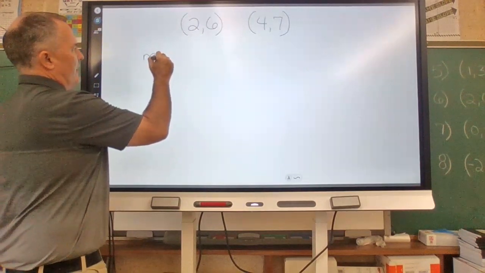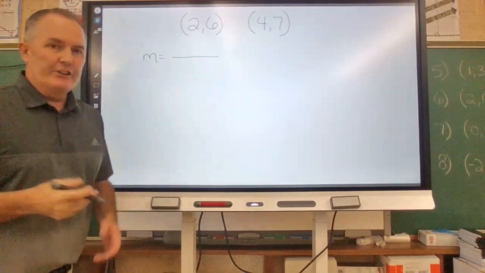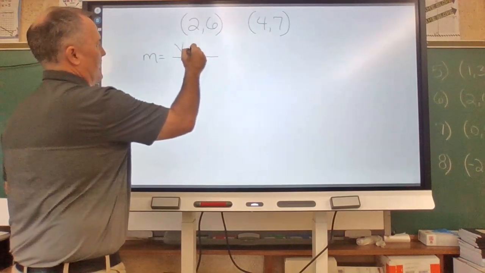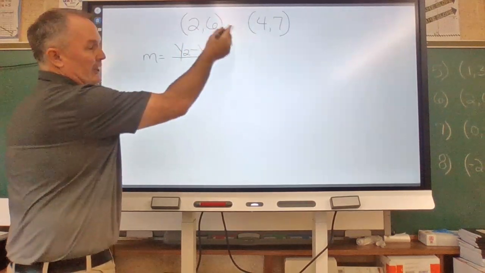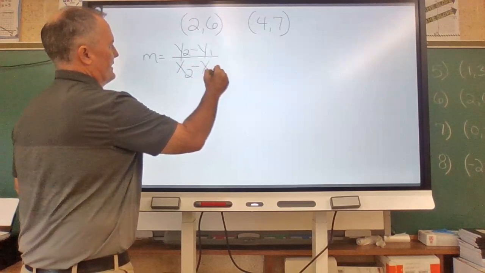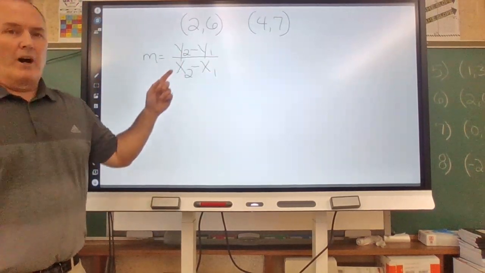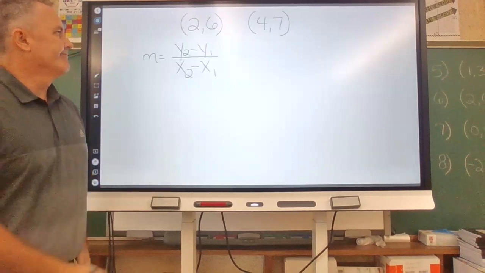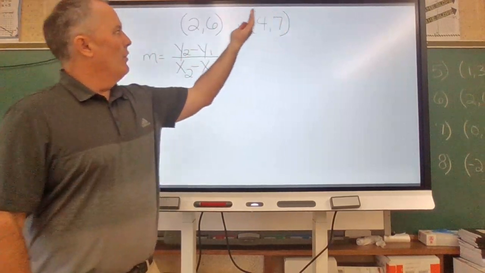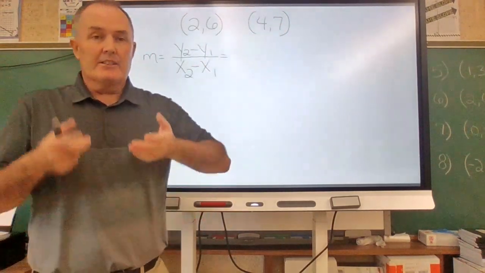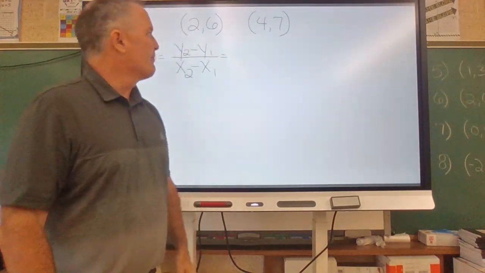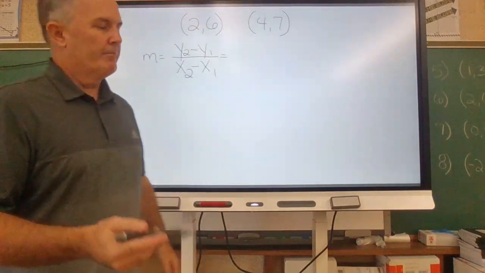So slope is nothing more than the change in y over the change in x. And you'll see it written as y2 minus y1, the change in the differences of the y, over x2 minus x1. So the difference of the y's over the difference of the x's. Now, it doesn't really matter which way you go. You can go right to left or left to right, as long as you're consistent. You can't go one way with the y and another way with the x. It has to be the same way. You'll come up with the same slope every single time.